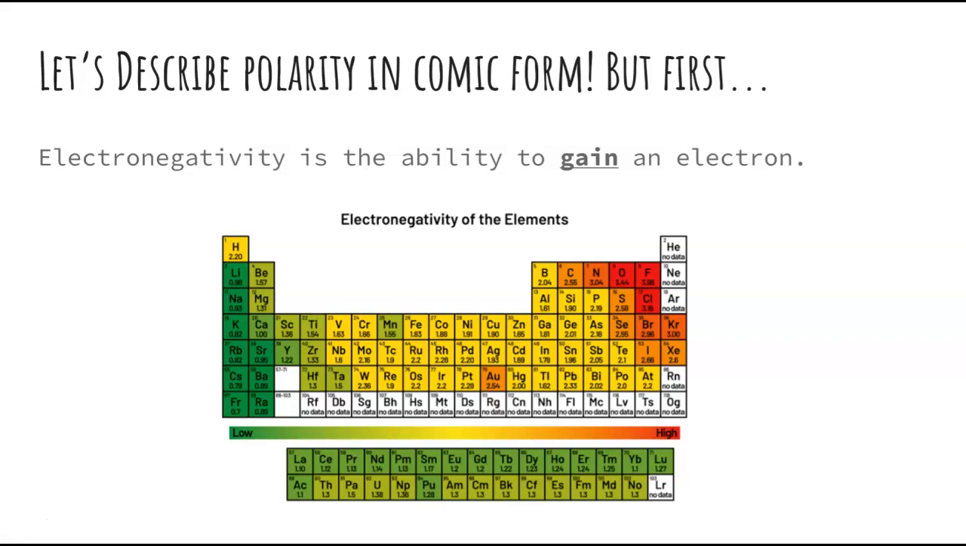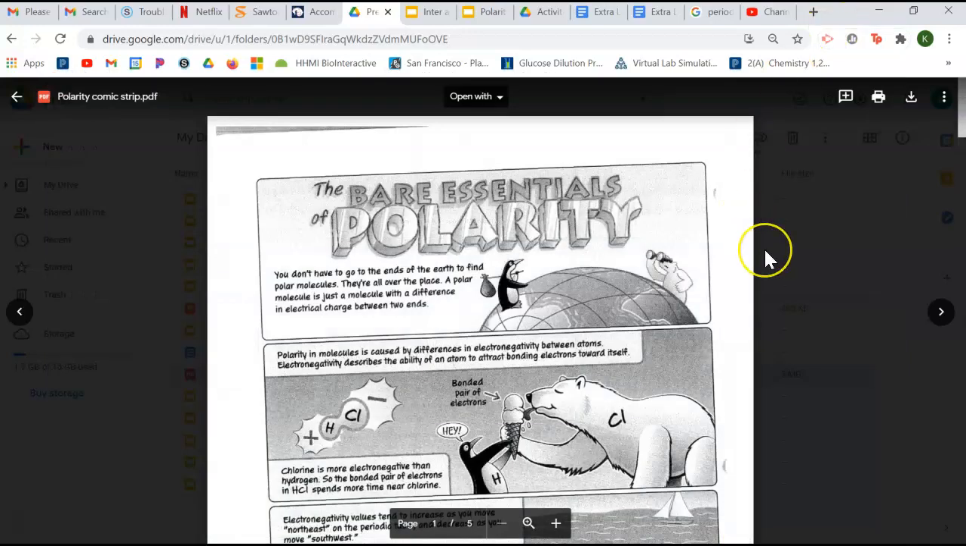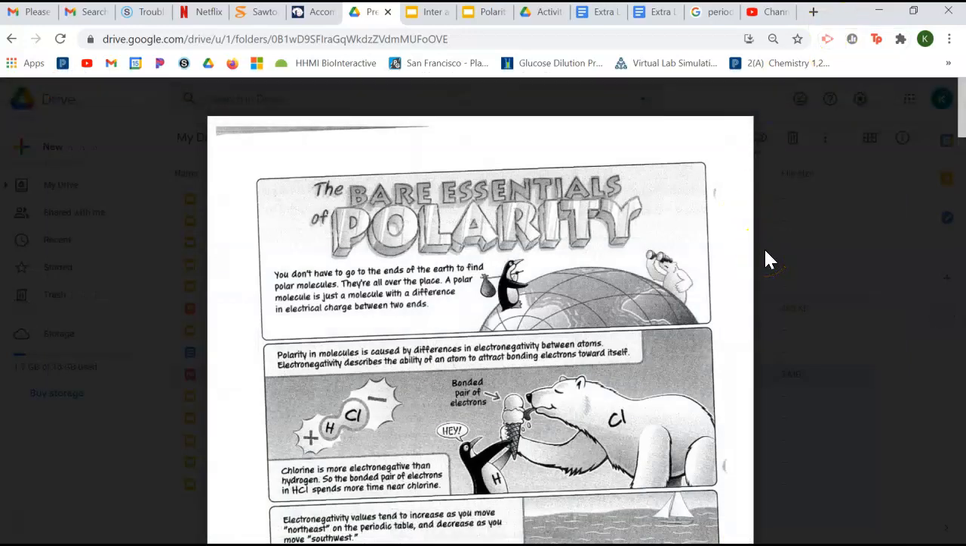Remember, each electron feels the full force of all of the protons in the nucleus. So each electron of lithium only has 3 protons pulling it towards the center, where fluorine has 9. So we notice that in this reddish area, red-orange, that's where you have atoms with the greatest electronegativity. That means that they have a high ability to gain electrons. This becomes important when we actually discuss polarity, because polarity is all about the tug and pull of electrons.